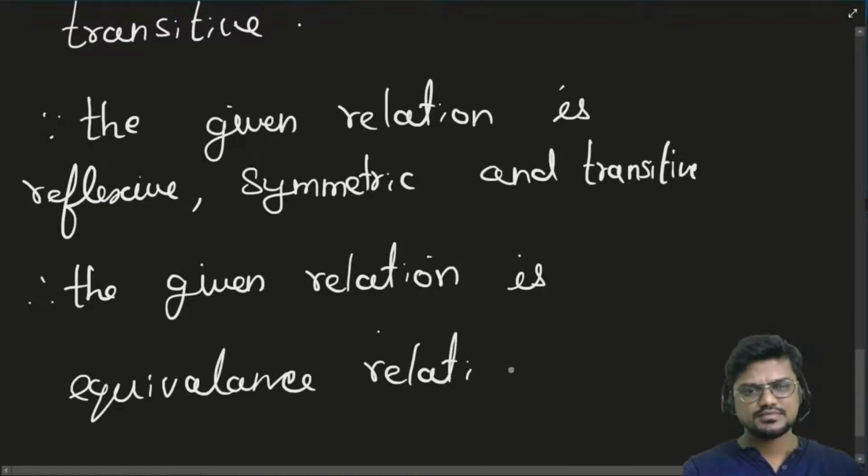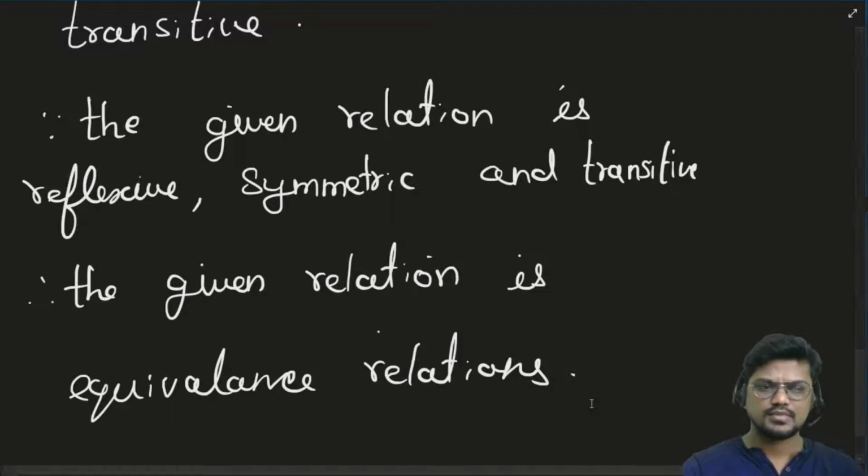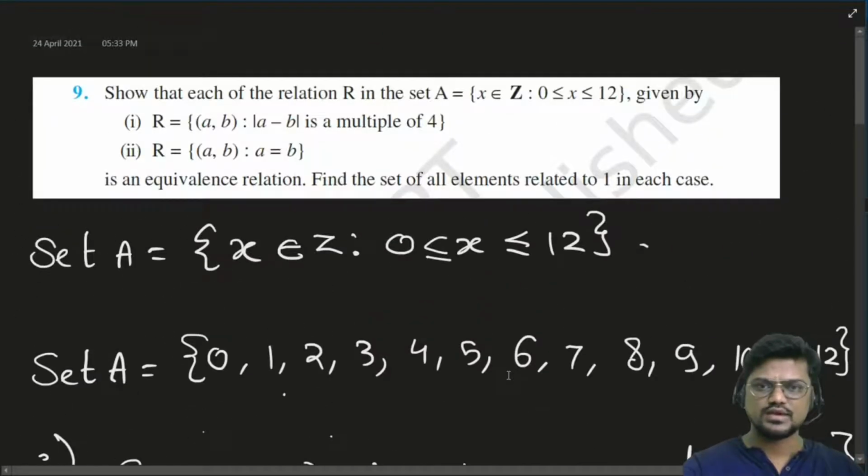Clear, guys? Is this completely clear? Whenever a relation is reflexive, symmetric, as well as transitive, at that time we can say that the given relation is an equivalence relation. I hope this is completely clear. Chalo, very good.